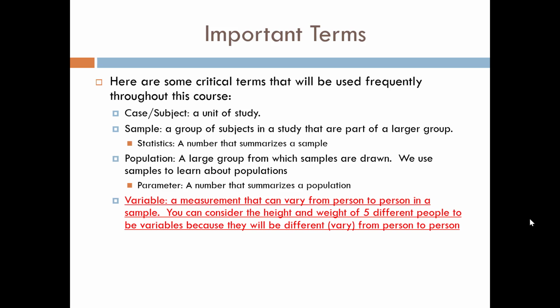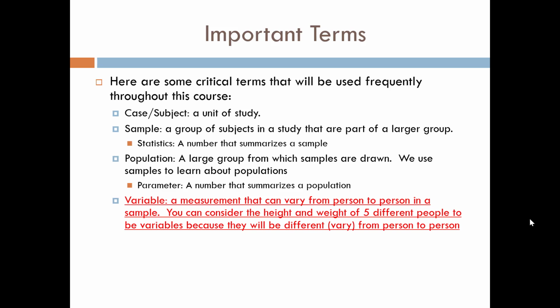Now on to important terms. The first terms that we are going to cover are the case, or the subject, or the participant, the sample and its relation to statistics, population and its relation to the parameter, and finally the variable. It is important to clearly understand these terms because we will be using them for the remainder of the semester. I strongly suggest writing these terms down and studying them and highlighting them in your textbooks.